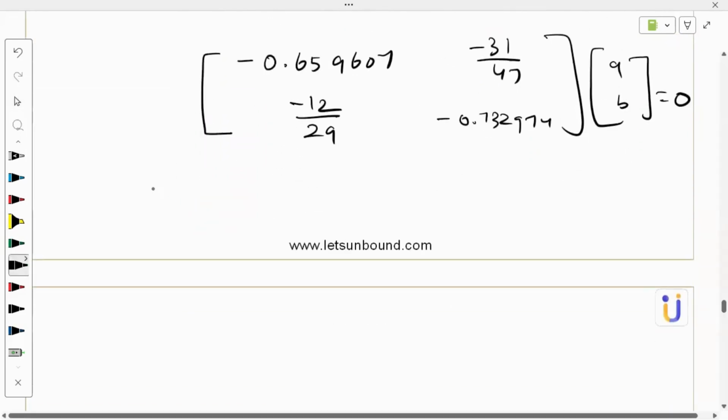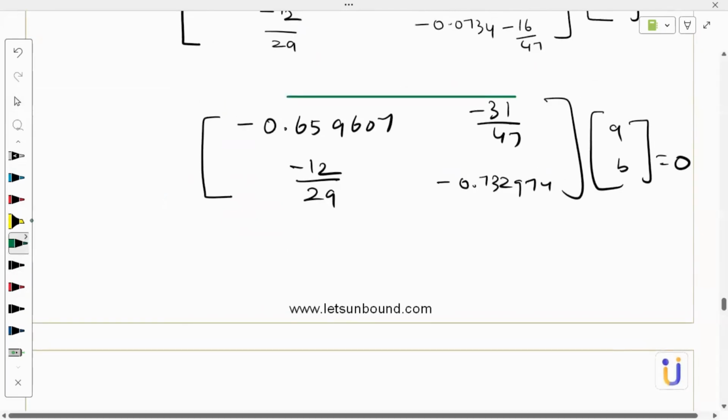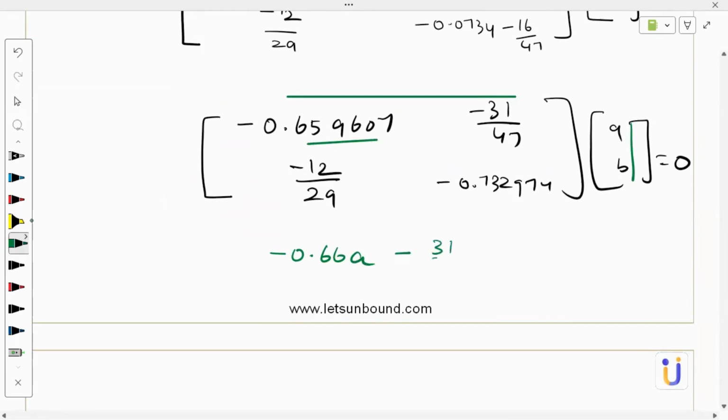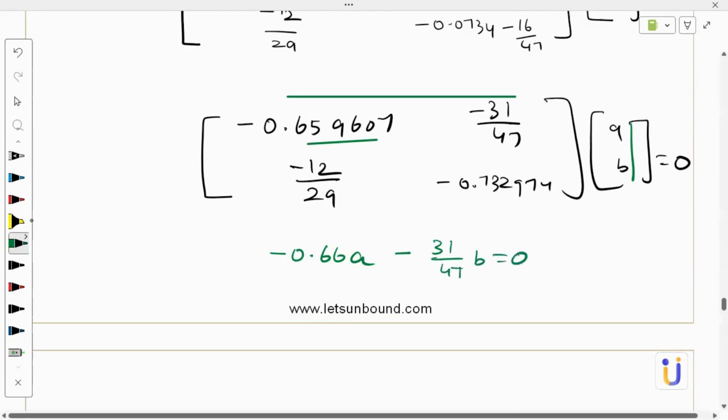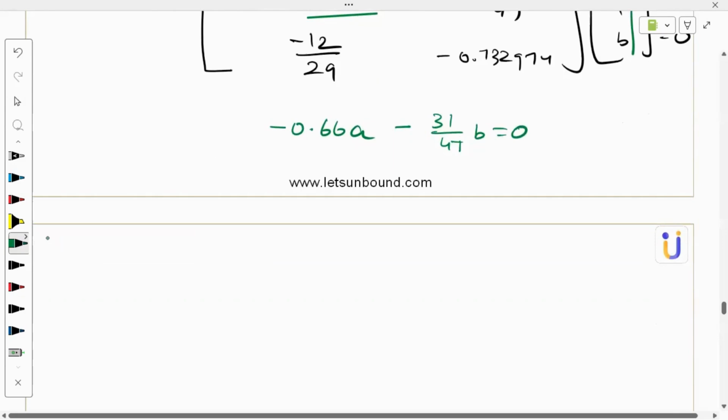And when you take the first, as usual, take the first product, negative 0.66a minus, so I just approximate this, then minus 31 by 47b equals 0. Again, I'm going to express b in terms of a. Minus 31 by 47b equals 0.66a. And b is 0.66 times 47 by negative 31a.